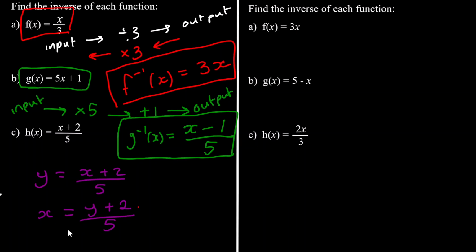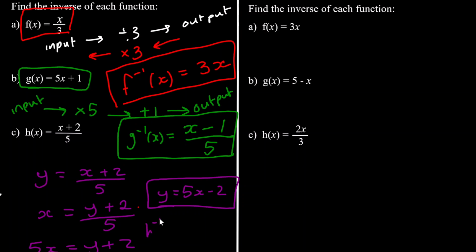So I've changed the input and the output around, but now I want it to be y equals again. So I'm going to undo this, so multiply by 5, 5x equals y plus 2, and then take away 2. So y is going to be 5x take away 2. So that is our inverse function, but we don't write it y equals, we write h minus 1 of x equals 5x minus 2. So that is our opposite function.